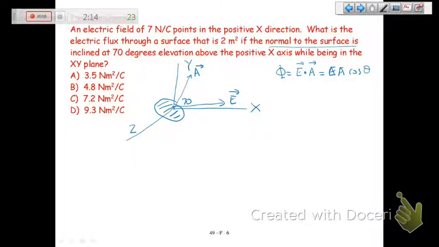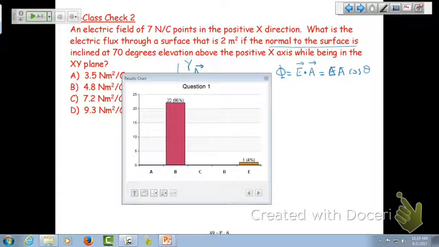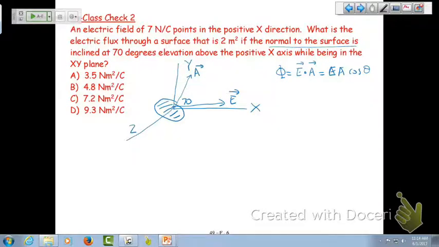Okay, we're back, and I'm going to close this out. I'm going to stop this. Let's see what people said. Oh, it's thinking. Let's see what people said. Pretty well B. Let's have a look and see where that comes from.